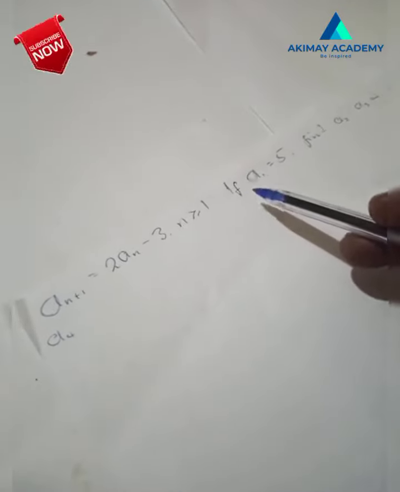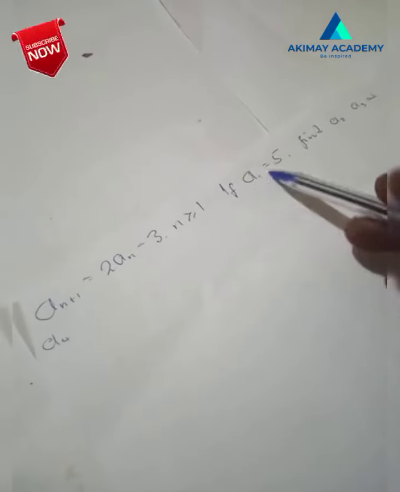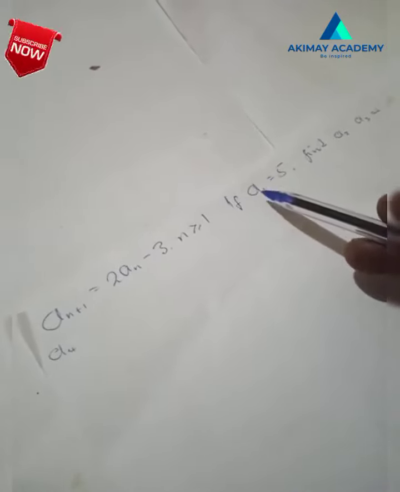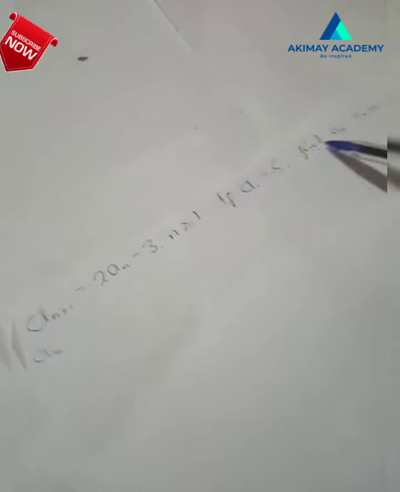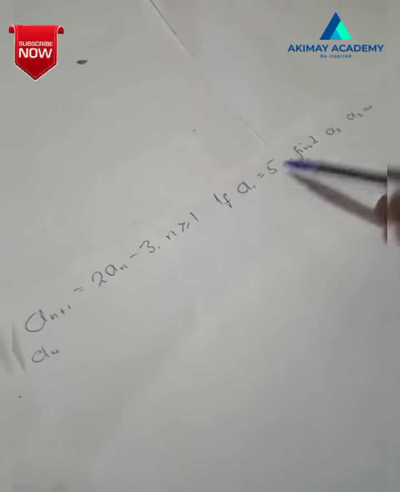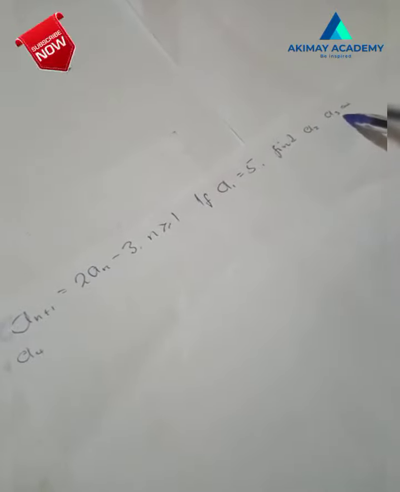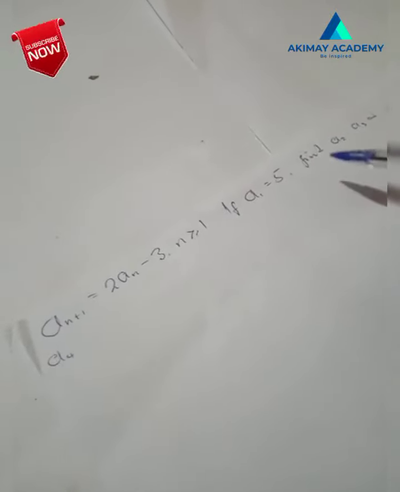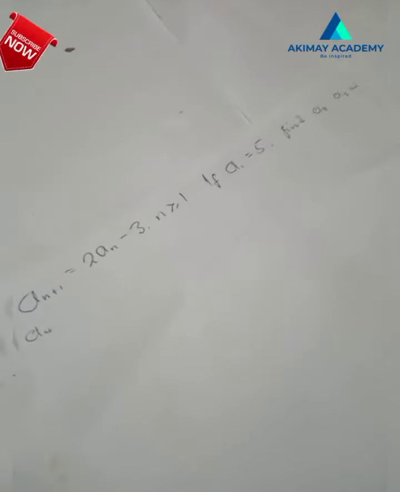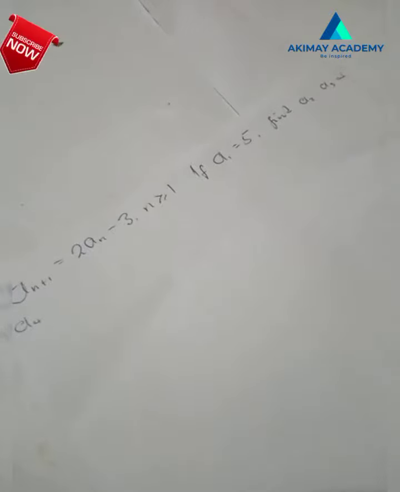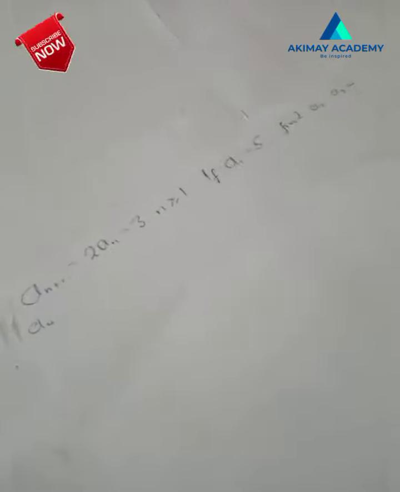They went further to say that a subscript 1 equals 5. This a subscript 1 becomes the first term of the sequence. Then they said we should find a subscript 2, a subscript 3, and a subscript 4. They didn't ask you to arrange them after. It's just a simple principle that when we are to find the values, after finding the values, we are done.